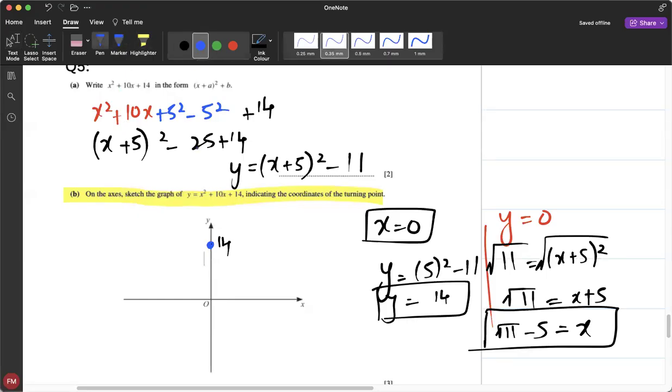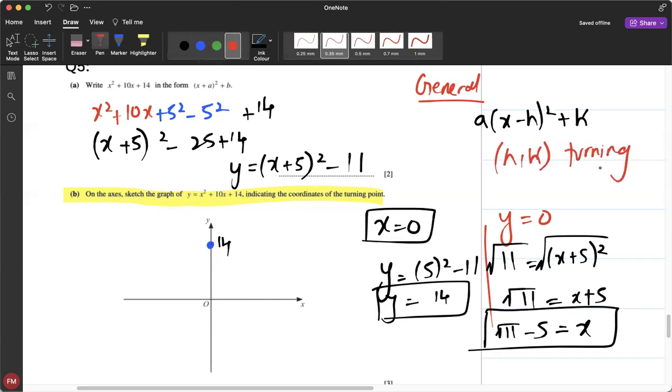I would expect probably by this time you guys are familiar with how to identify the turning points. Anyways, in this case over here, you have to understand that the general form of completing the square is a(x minus h) squared plus k, where h comma k are going to be my turning points. So if I were to compare this equation with the one we just have, I can clearly see that my h value has to be minus 5. In a similar way, my k value has to be minus 11.